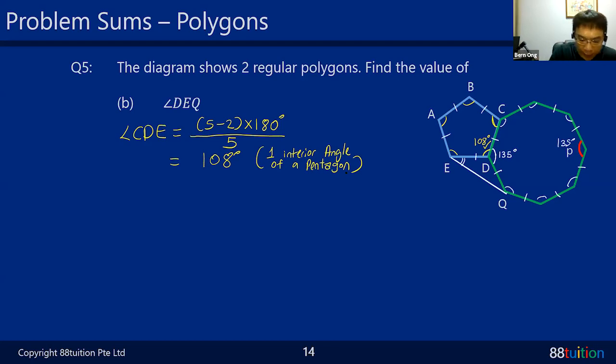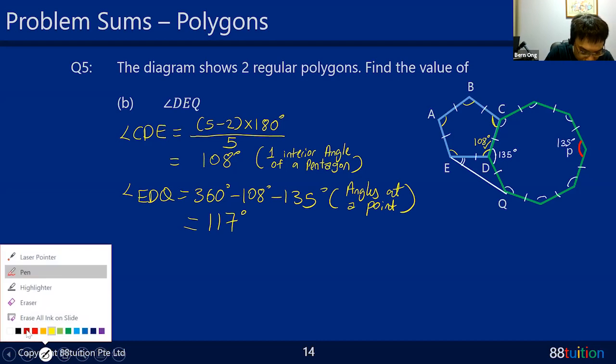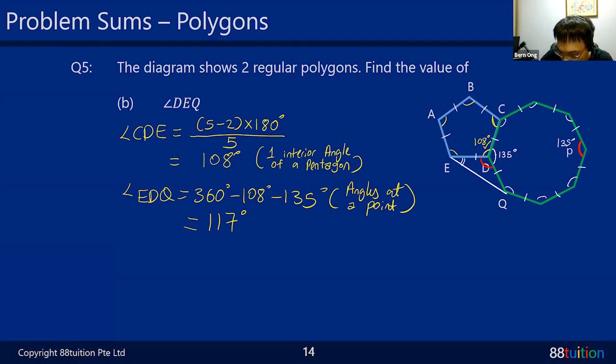Okay, let's go and find angle EDQ. Angle EDQ is equal to 360 degrees minus 108 minus the 135. That will give you an answer of 117 degrees. What is this called? This is called angles at a point. So this angle down here is equal to 117. Once you see the 117, easy already.